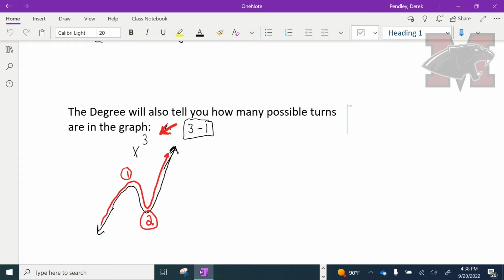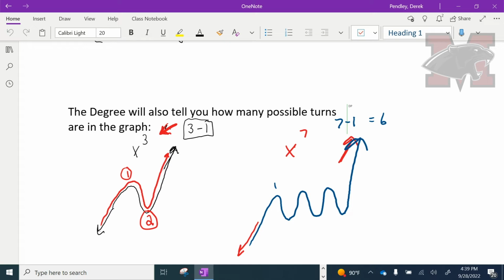So let's look at x to the 7th. Now this is odd, so it's going to go down on the left side and up on the right side because it is positive. So if I take 7 minus 1, I get 6. So the most turns this can have is 6. So I'm going to follow it. 1 turn, 2 turns, 3 turns, 4 turns, 5 turns, 6 turns. So it can have 1, 2, 3, 4, 5, 6 turns in it at most.